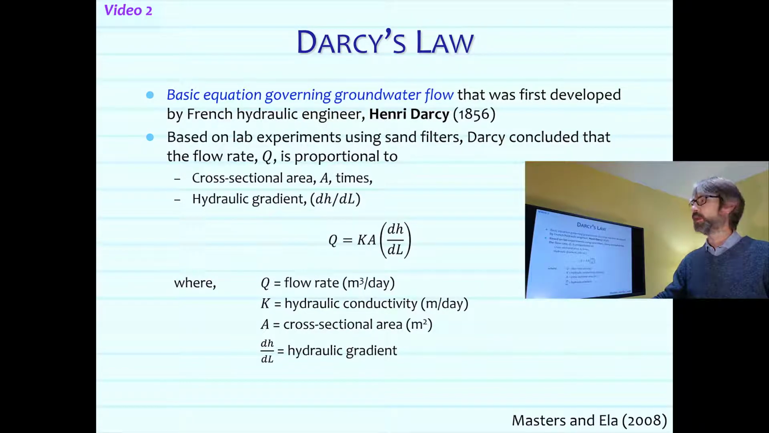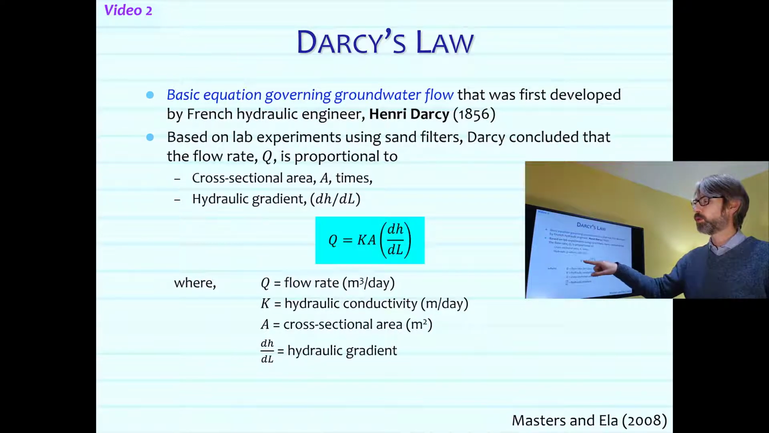Darcy's law is a basic equation governing groundwater flow that was first developed by the French hydraulic engineer Henri Darcy in 1856. Based on lab experiments using sand filters, Darcy concluded that the flow rate Q is proportional to the cross-sectional area of the sand filter times the hydraulic gradient, or dH by dL.